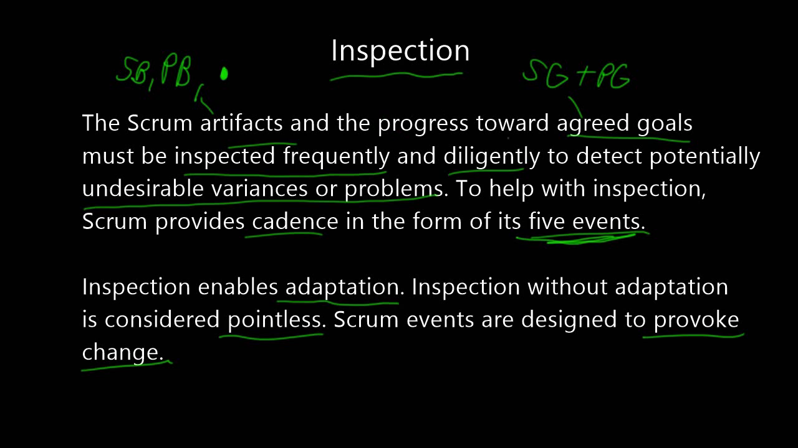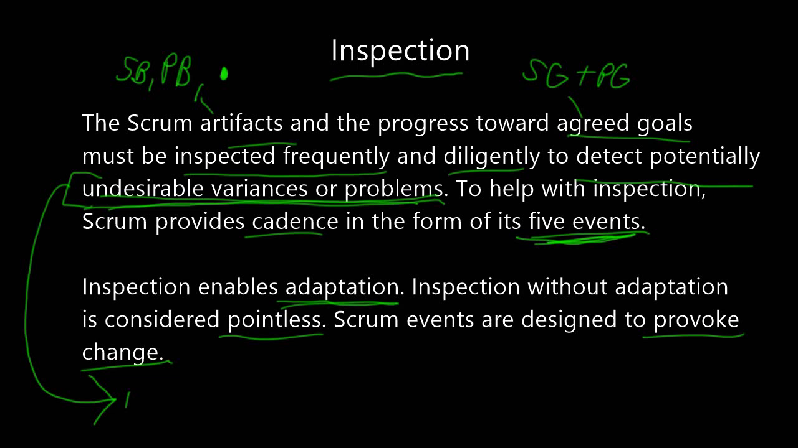so that we can make better and better decisions, and so that we can detect potentially undesirable variances or problems, so that we can have that conversation sooner rather than later, so that we can figure out, are we on track? Are we doing what is most valuable, or are we not? And so the 5 events of Scrum really help us detect things sooner because we're inspecting our artifacts so that we can make better decisions, so that we can adapt.